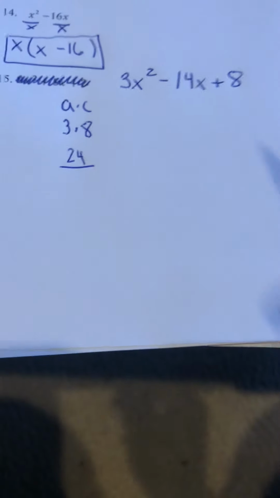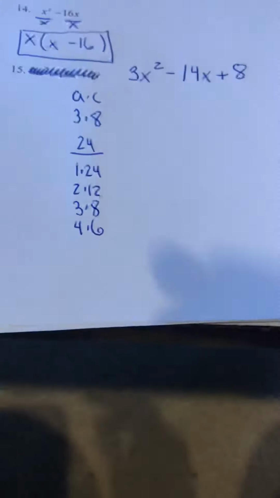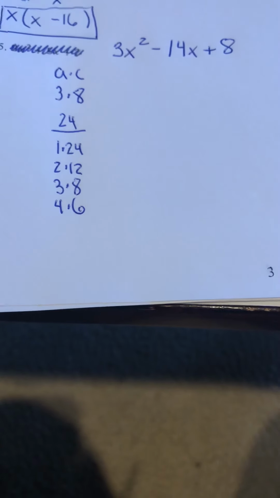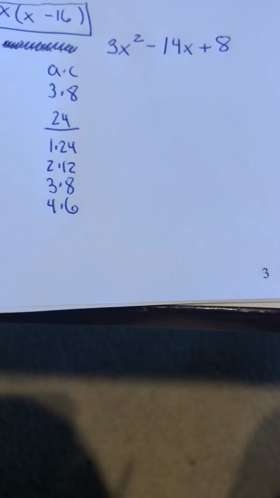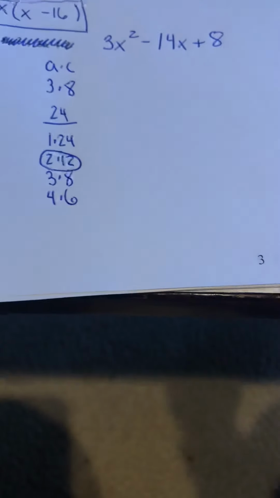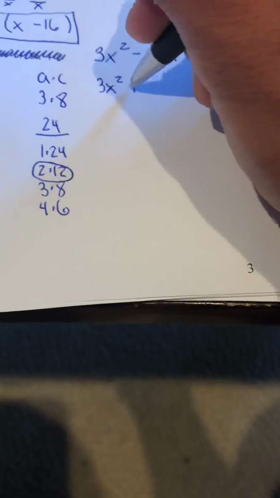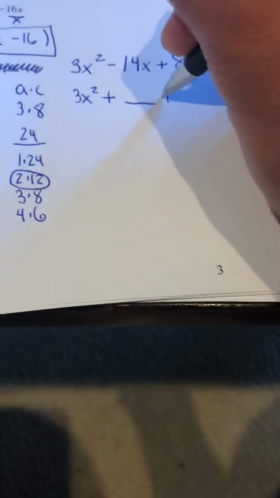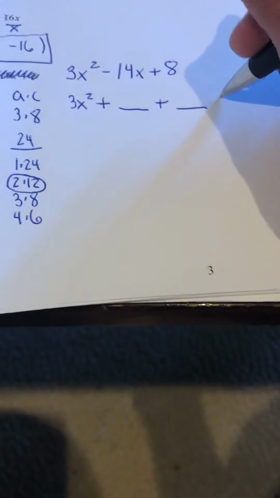Now, we need factors of 24 that are going to give us a negative 14. So we have 1 times 24, 2 times 12, 3 times 8, and 4 times 6. Those are the factors. So the only ones that are going to give us a negative 14 would be 2 and 12. So I'm going to rewrite this as 3x squared plus a blank, plus another blank, and then plus 8.